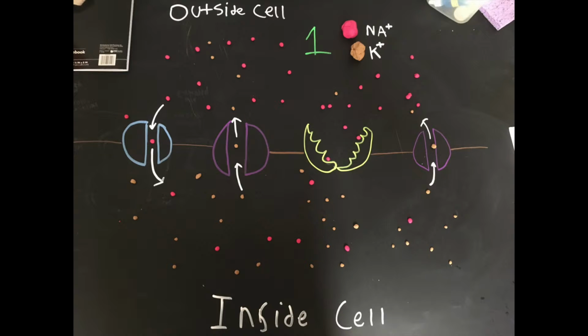Alright, so what we got here is the bilayer in the middle, inside of the cell on the bottom, outside on the top, and right here there's active transport from low to high concentration. And as you can see, the potassium is on the inside of the cell, and it's going through the potassium protein channels up to the outside of the cell.